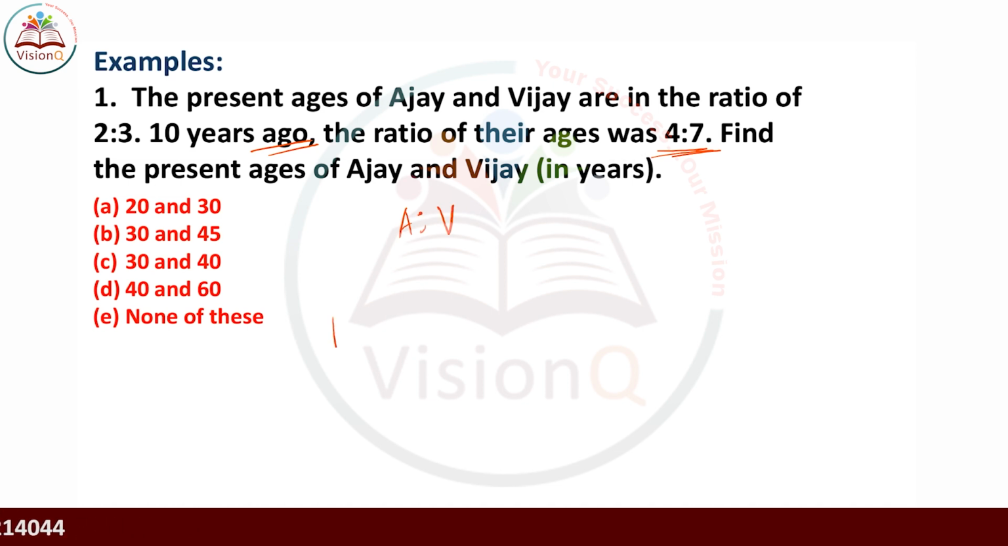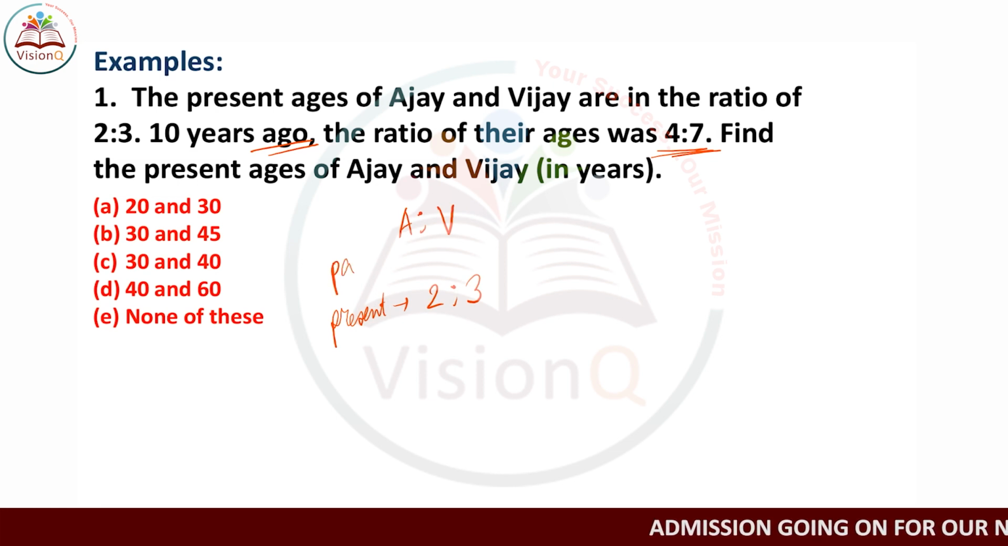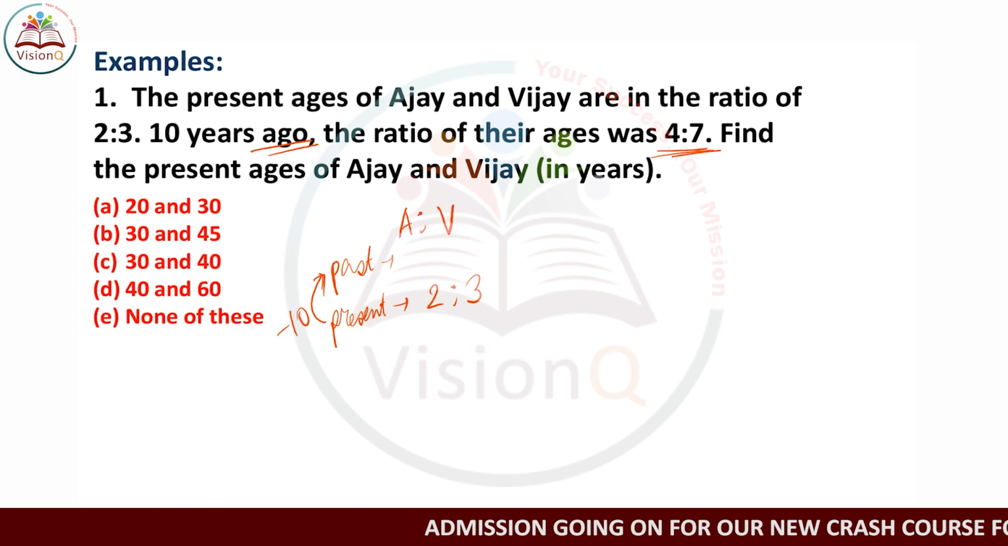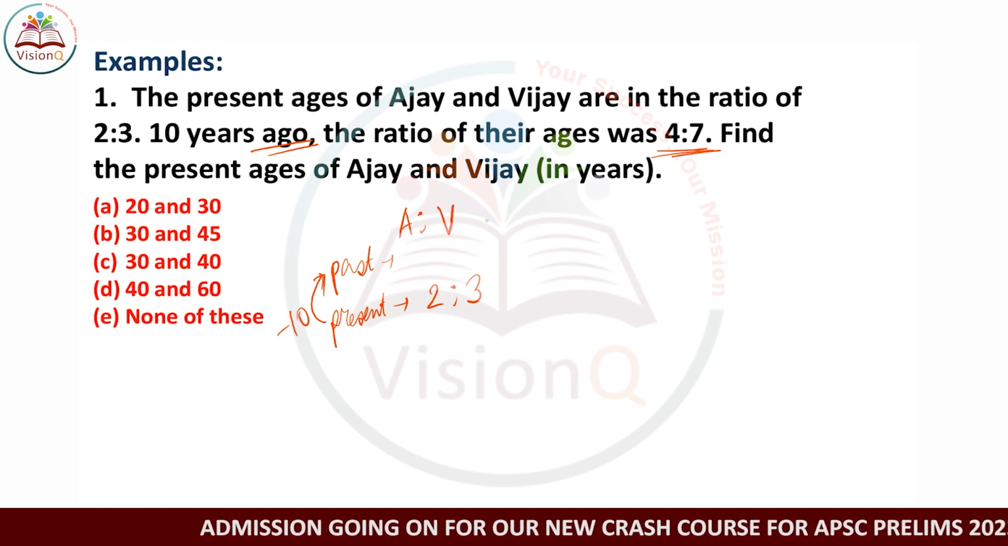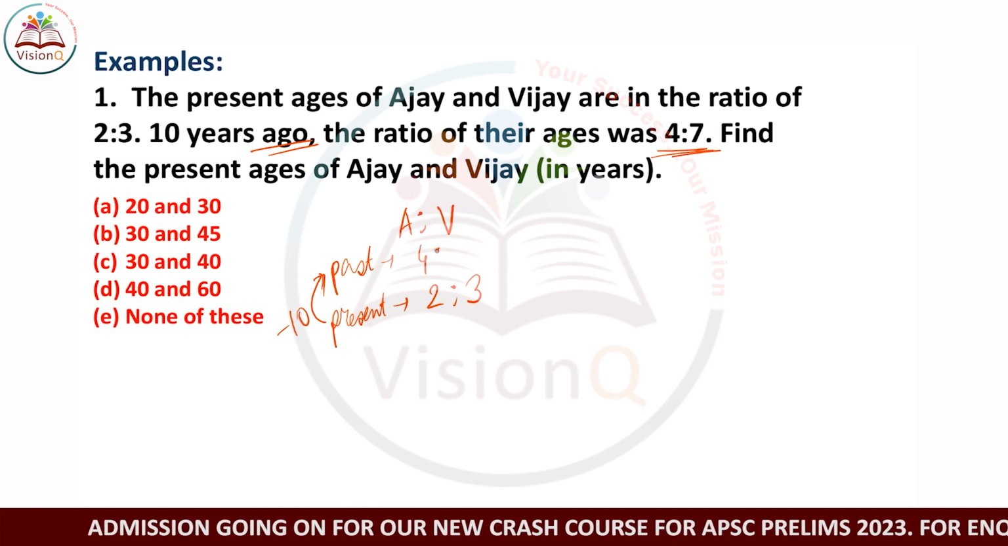One is the present. The present ratio is how much? 2:3. Other ratio is 10 years ago. Okay, it is how much in the past? It is 10 years ago, that is minus 10 years from the present. So 10 years ago, in the past, the ratio of the ages was how much? 4:7.